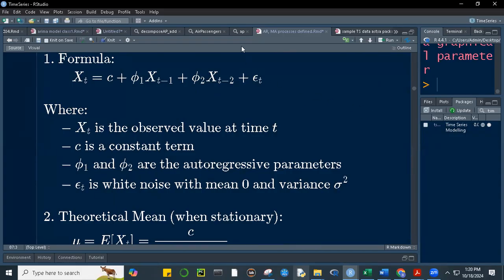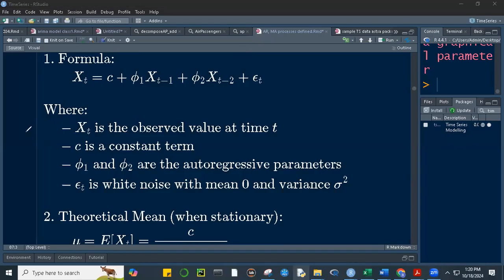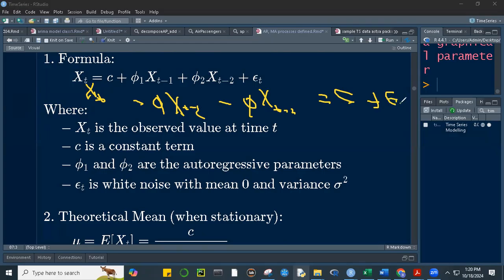And also, class, just to quickly illustrate this, how do we write this in terms of a backshift operator? Again, put your x sub t all in one place: x sub t minus phi1 x sub t minus 1 minus phi2 x sub t minus 2. That will be on your left-hand side, and this will be equal to C plus epsilon sub t. This is your constant, this is your white noise.